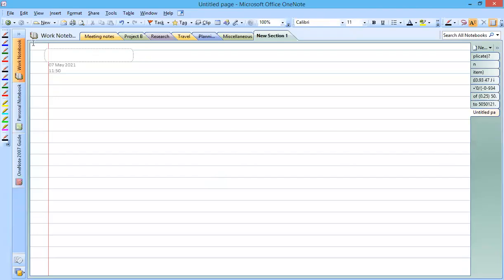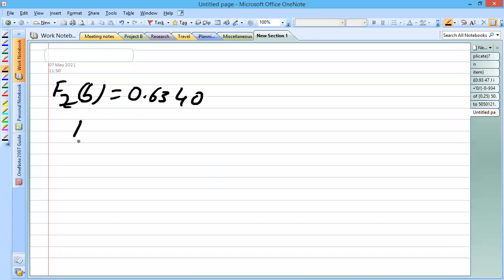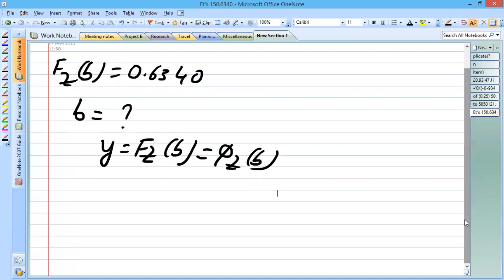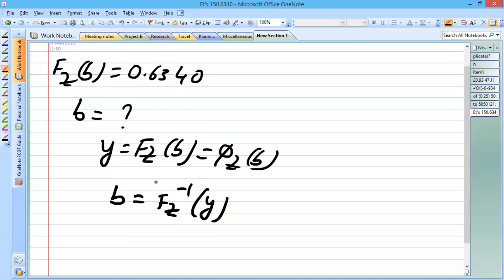So here Fz of b is given as 0.6340, and we are asked to calculate b. As we know, y can be written as Fz of b. This is nothing but phi z of b. As we have seen in the Gaussian distribution, the CDF usually is tabulated in terms of phi z of b. So we can write b is equal to Fz inverse of y. Using the inverse process, we need to find the value of b.